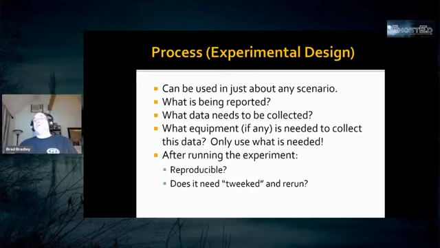Now, what equipment, if any, is needed to collect it? You only use what is needed. I'm here to tell you the vast majority of the equipment that's sold for ghost hunting is not usable in experimental design because you do not know what you're measuring. You don't know what any kind of calibration is. You don't understand the data that you're getting from it. So that equipment is not useful at all in this process. It's only good for those that are seeking a personal experience, and that's it.